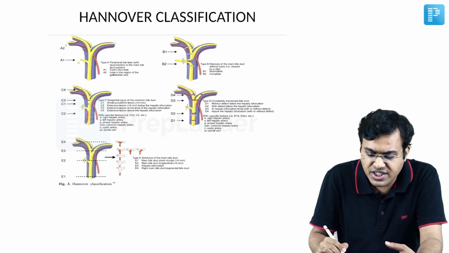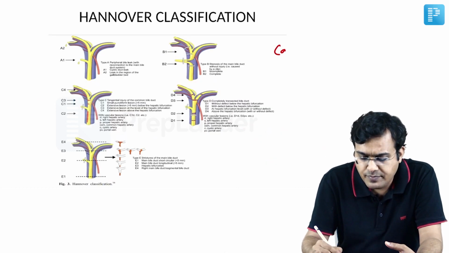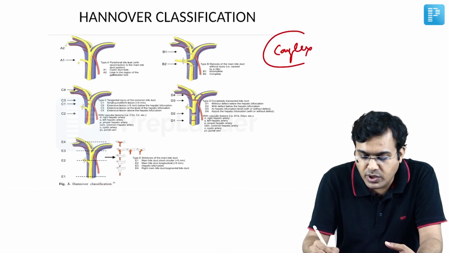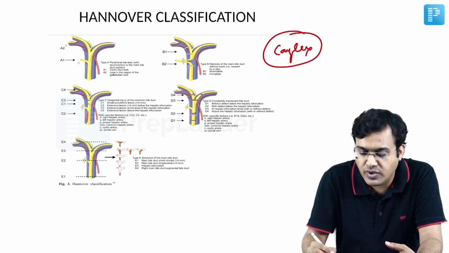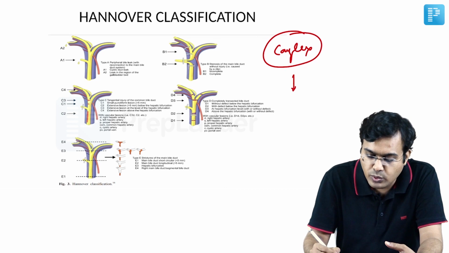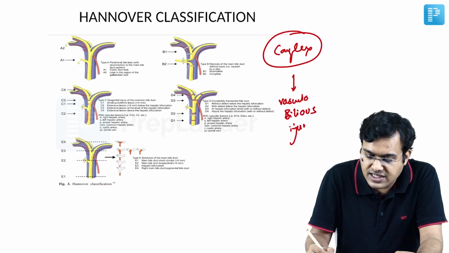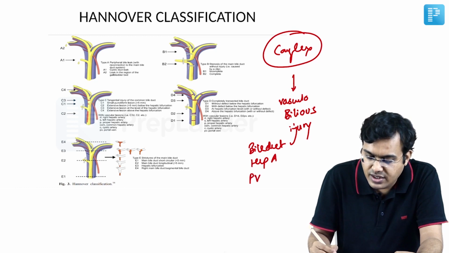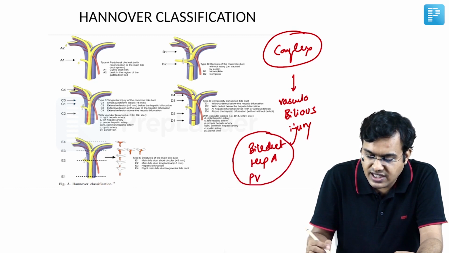Coming to the Hannover classification, this is very complex to remember. What you have to understand about the Hannover classification is only one thing. The Hannover classification includes vasculobiliary injury. So this classification includes injury to the bile duct, hepatic artery and portal vein. All three are included in this classification.